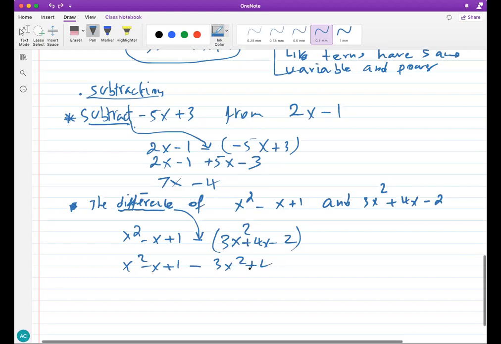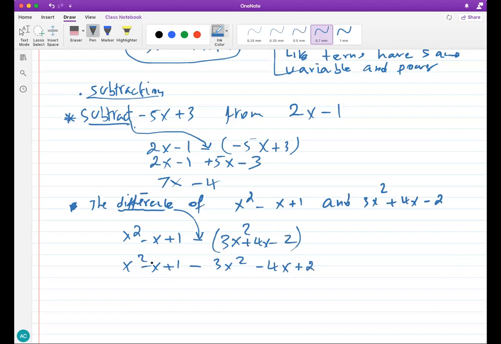There should be a minus here. Negative times positive is negative. Negative times positive is negative, 4x. Then we have negative times negative, which is positive 2.